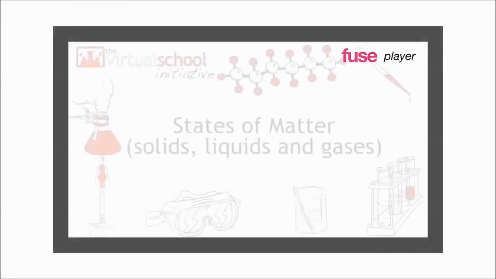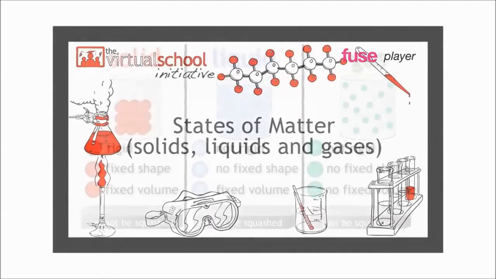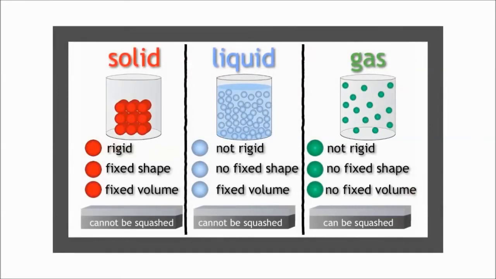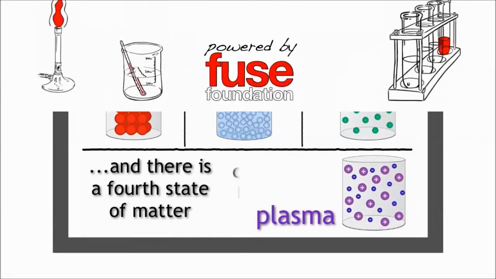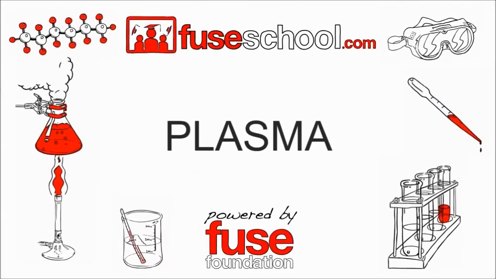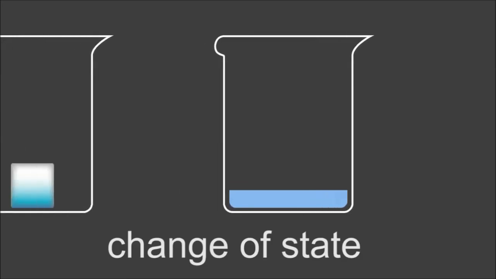You may have learned about the 3 states of matter, solid, liquid, and gas, in a previous lesson. Did you know that there is a 4th state of matter, plasma? In this lesson, we will learn about plasma. Let's start by thinking about ice. When ice is sufficiently heated, it melts to form water. It has therefore undergone a change of state, from a solid to a liquid.